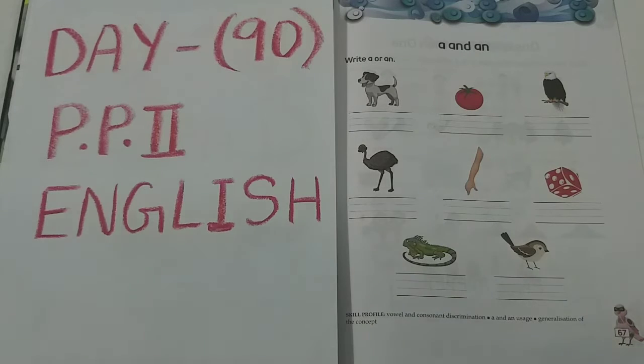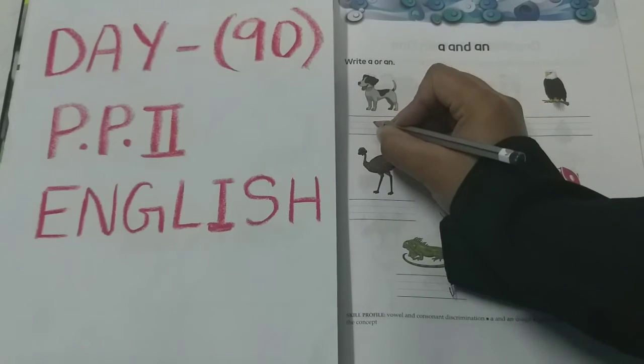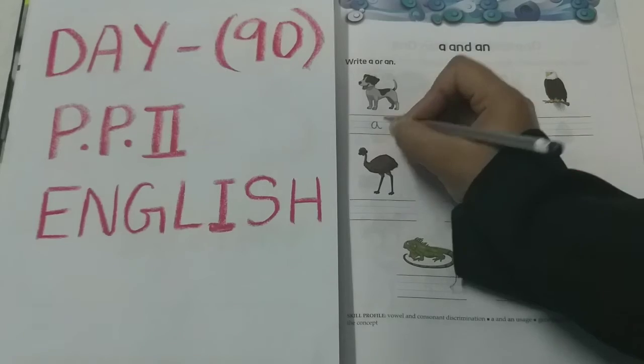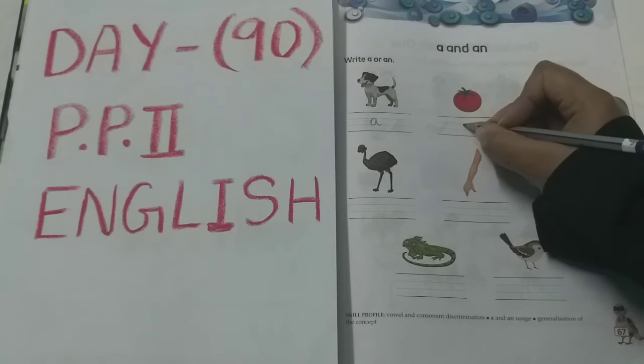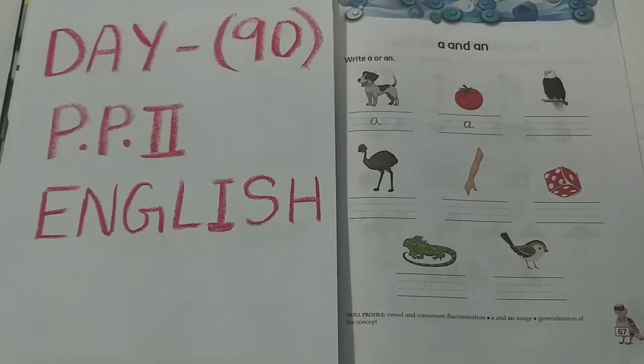So D is a consonant. What do we have to write, a or an? Yes, we have to write a. The sound of A is a. Next see, tomato. Tomato begins with T. T is the sound of letter T. So T is a consonant. Before a consonant, what will we write, a or an? We will write a. That is a. A tomato. A dog.